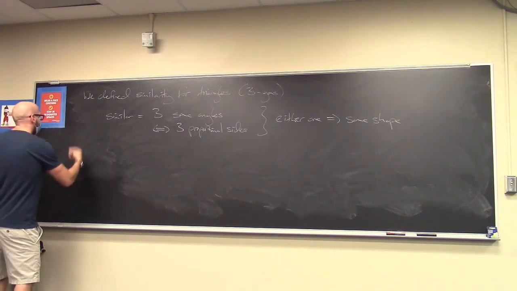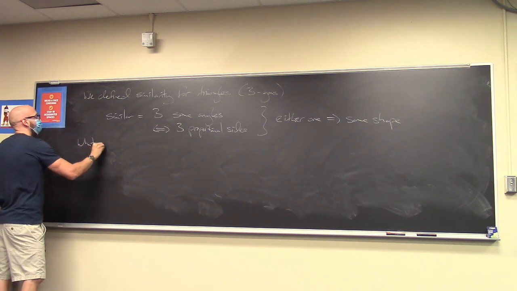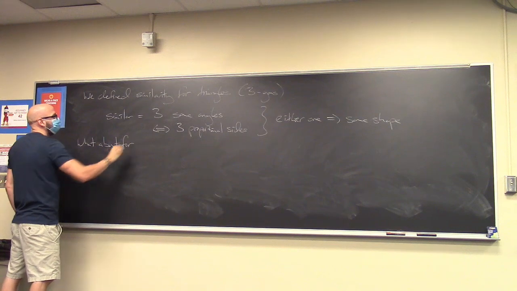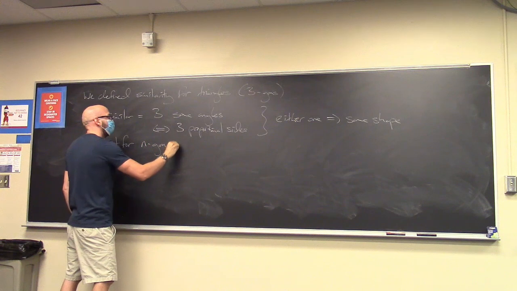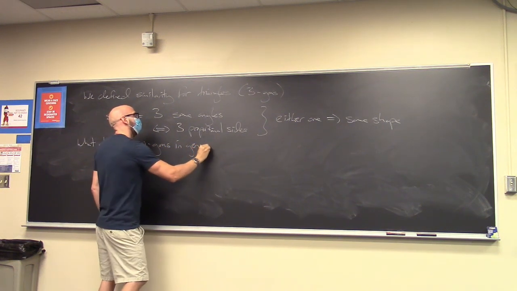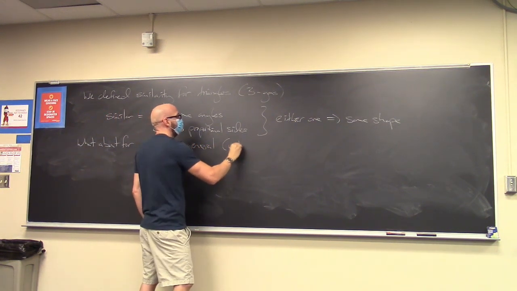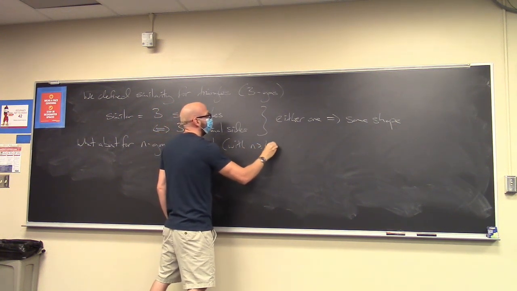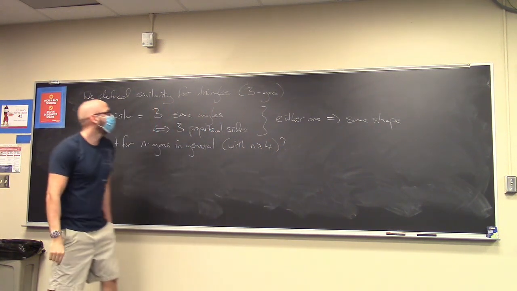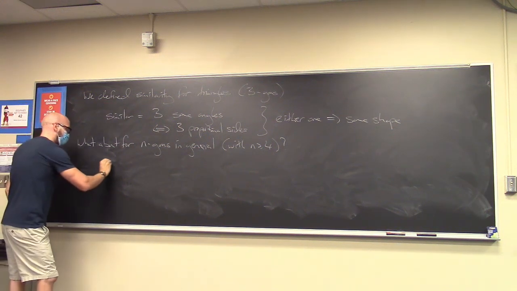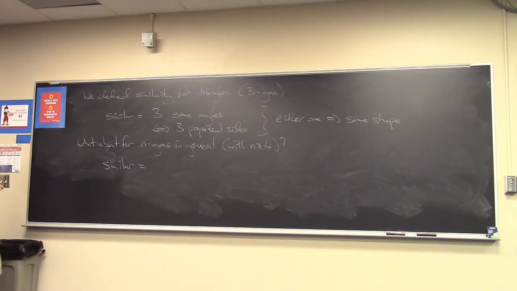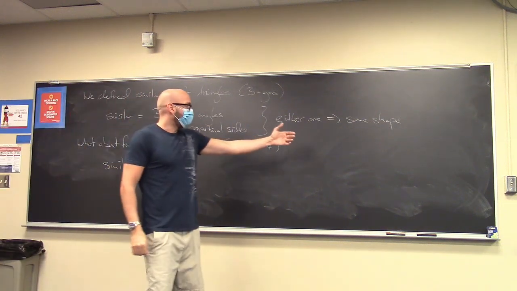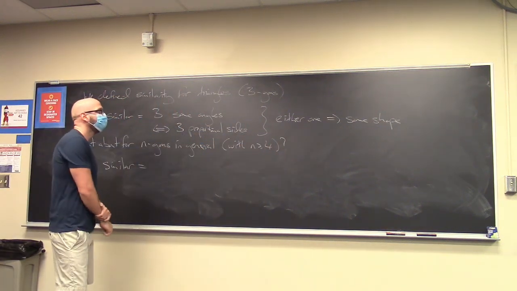But what about for larger polygons, right? What about for n-gons in general? Say with n at least as big as 4. What should similar mean here? Again, I want similar to encompass this idea of my two polygons have the same shape.